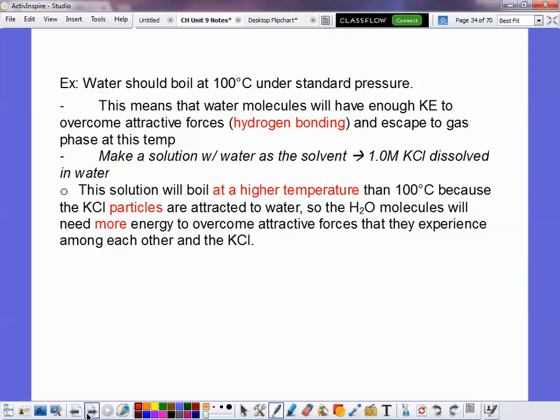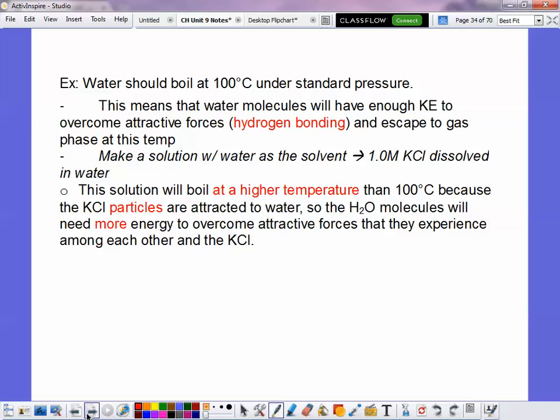So water boils at 100 degrees Celsius normally. This means that the water molecules have enough kinetic energy to overcome those attractive forces, more specifically the hydrogen bonding between the water molecules. Once you add some sort of salt to it, for example, sodium chloride, that has KCl written here. That's what's in Salt Substitute, which is a substitute for people who can't do sodium because of high blood pressure and stuff. But say you dissolve some KCl or sodium chloride, some sort of substance in there.